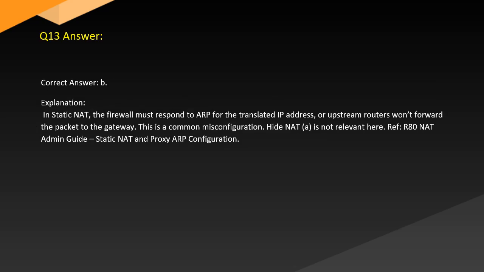Answer. Correct answer: B. Explanation: In static NAT, the firewall must respond to ARP for the translated IP address, or upstream routers won't forward the packet to the gateway. This is a common misconfiguration. Hide NAT, A, is not relevant here. Ref: NAT admin guide, static NAT and proxy ARP configuration.